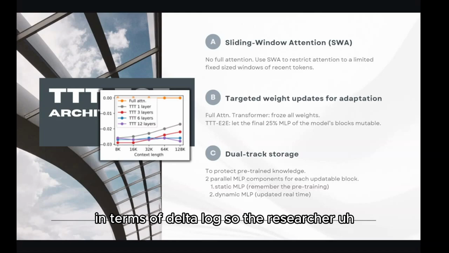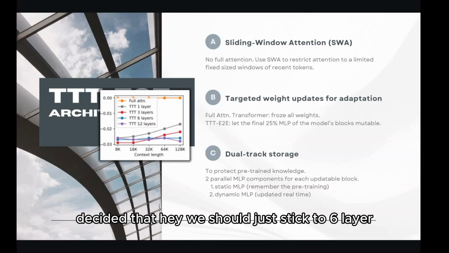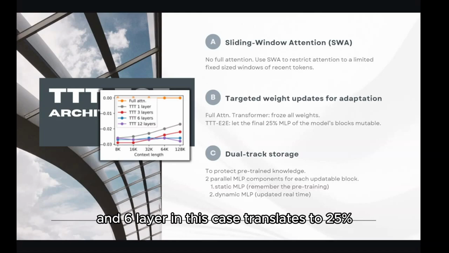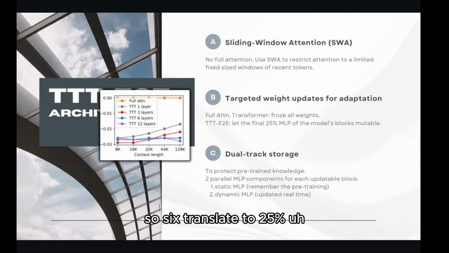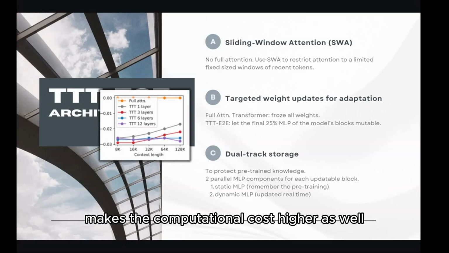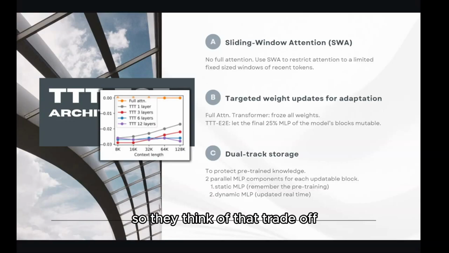So the researchers decided that, hey, we should just stick to the 6th layer. And the 6th layer in this case translates to 25% because at the end of the day, their model is a 24 layer model. So 6 translates to 25%. And as we probably know as well, the more layers that we don't freeze means that it also makes the computational cost higher. So they thought of that trade-off. They decided, yeah, 6 layers or 25% is the best.